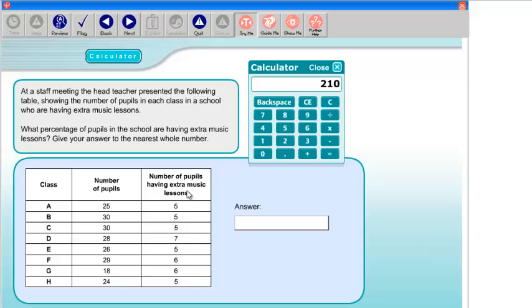So now we have to add up how many pupils in the whole school had the extra music lessons. So we can use the calculator for this if we want, but it's pretty simple to add these up. So we have 5, 10, 15, 20, 25, 37, and another 7 is 44. So all we need to do is 44 divided by the 210, and that's 0.20, but this time it wants the percentage, so we have to times our decimal by 100, and it wants it to the nearest whole number. So to the nearest whole number, 20.95 is just 21.